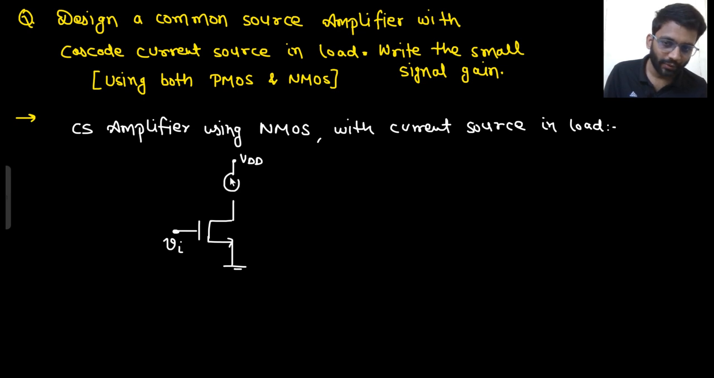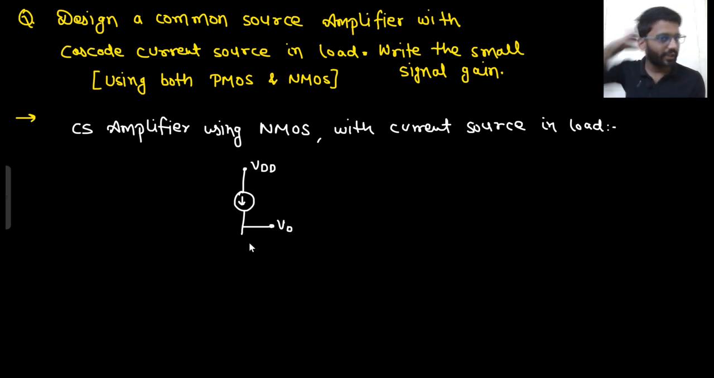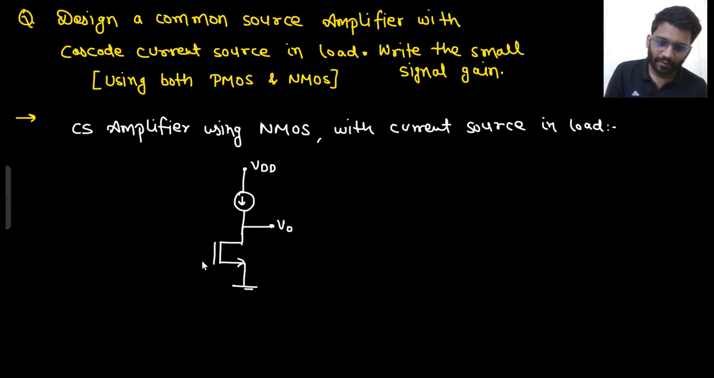So in the output you need a current source. Load means in the output. In the output you need a current source. I will make it better. So VDD, in the output I need a current source, and here I am collecting my output. So at the load we used to connect RD, but here we are connecting a current source. So this is the amplifier we have designed.